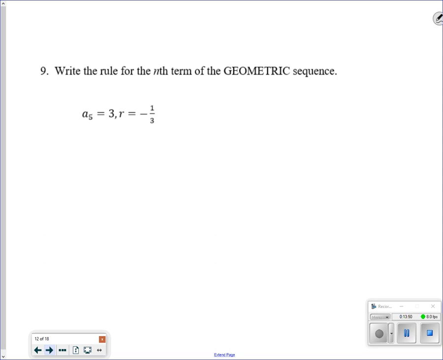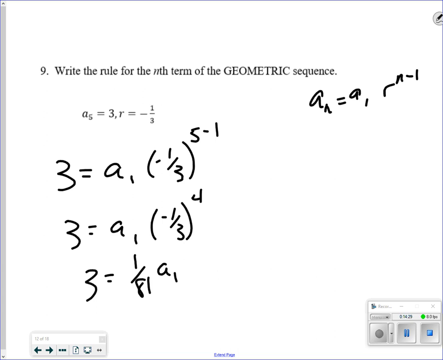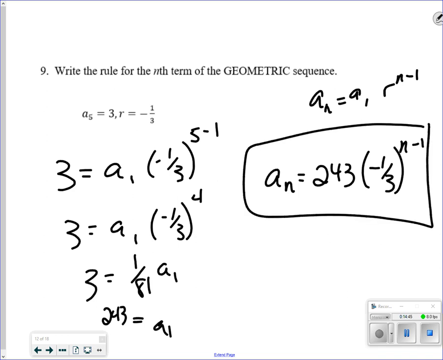Now we're talking about geometric. So again, going back to the formula, a sub n would equal a sub 1, r raised to the n minus 1. So the two things that you need in a geometric sequence is what is a sub 1 and what is r. So right off the bat, they don't give me a sub 1. So they give me 3, we don't know a sub 1, we do know r, and we do know that n is 5 for this particular situation. So I got negative 1/3 raised to the 4th. Take negative 1/3 to the 4th power, I get 1/81st. Multiply both sides by 81. So 81 times 3 is 243. So now that I do know a sub 1, and I do know the r, I can write a geometric sequence.